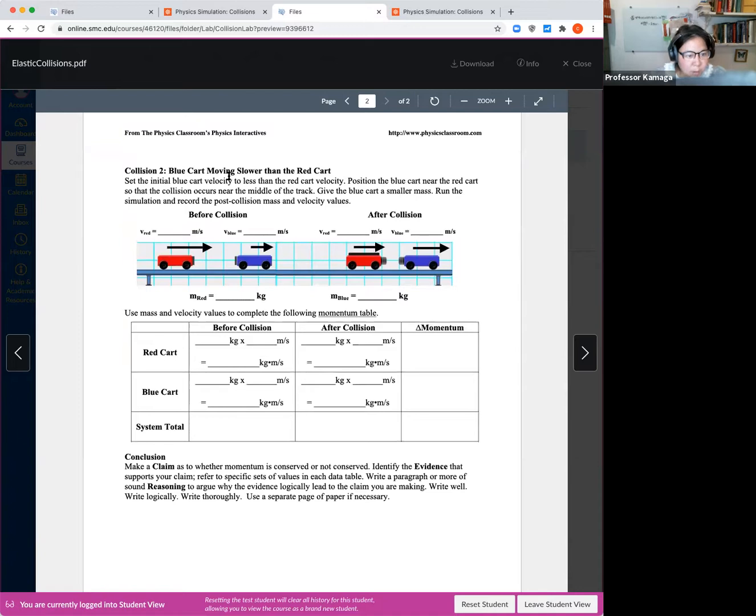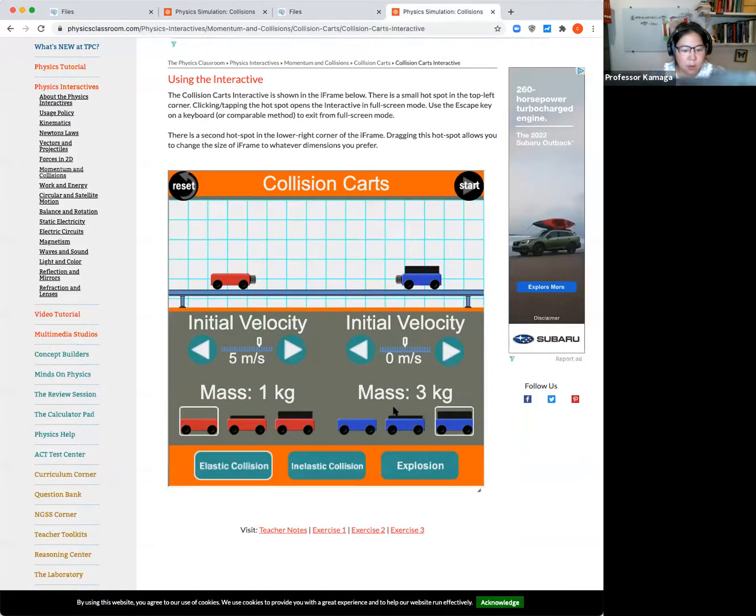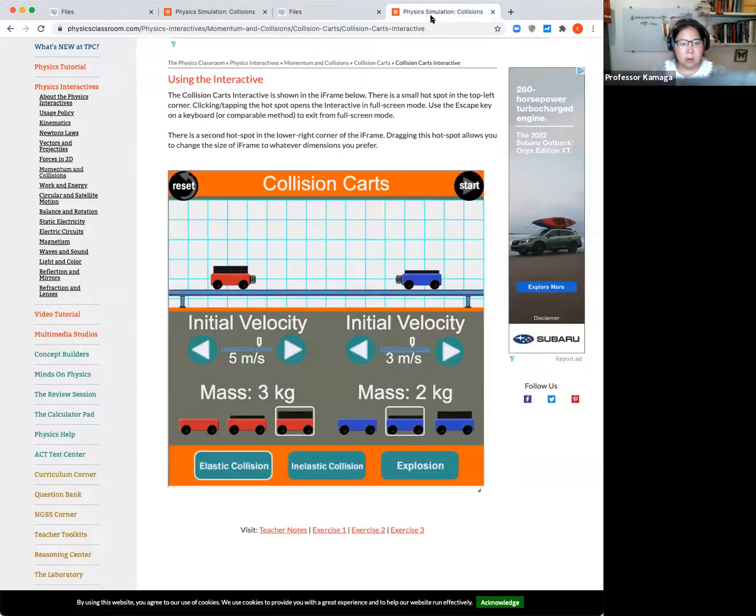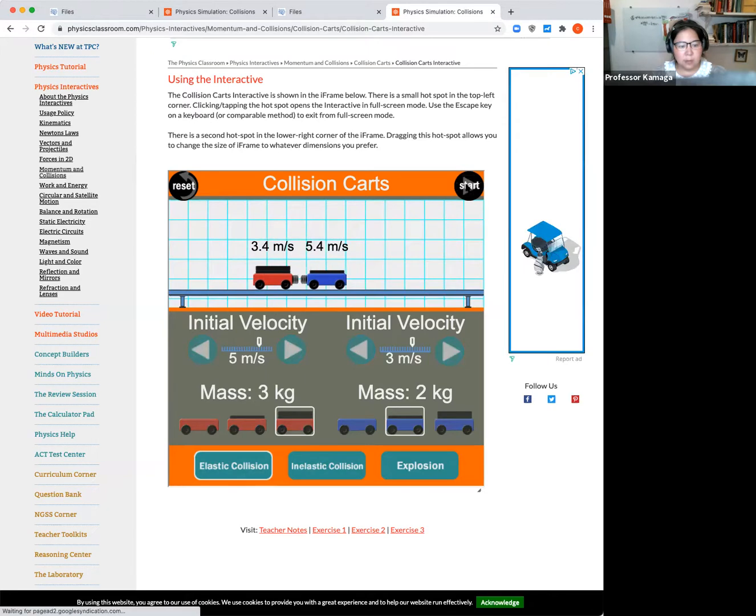Collision 2, blue card moving slower than the red card. So they're both moving in the same direction. Position the blue card near the red card so that the collision occurs near the mid-track. Give the blue card a smaller mass, so 2 and 3. For the initial velocity, it says the blue card is moving slower. We can move it like here. Right? Set, start. Let's see what happens.